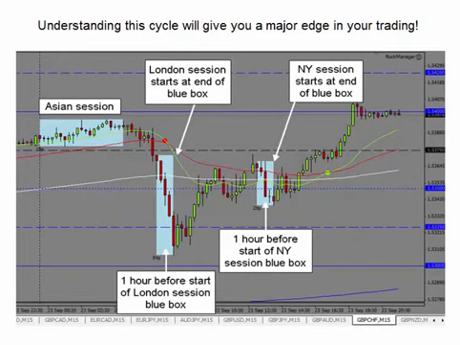This is an example of a daily cycle. This blue box represents our Asian session. And this blue box here represents the London gap, which is 1 hour before the start of the London session. And this box represents the 1 hour gap period before the start of the New York session.